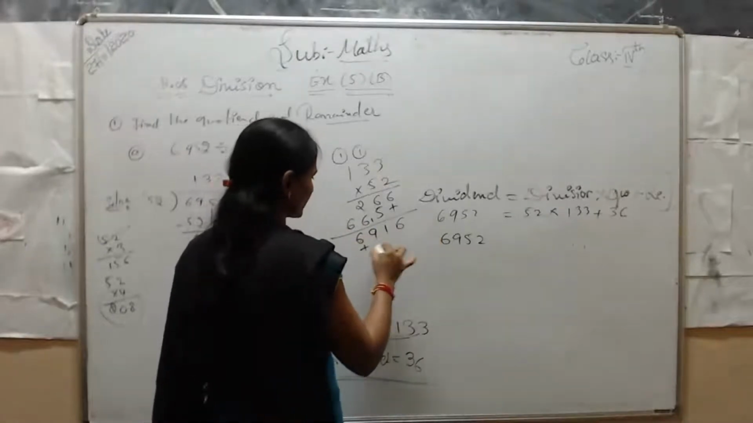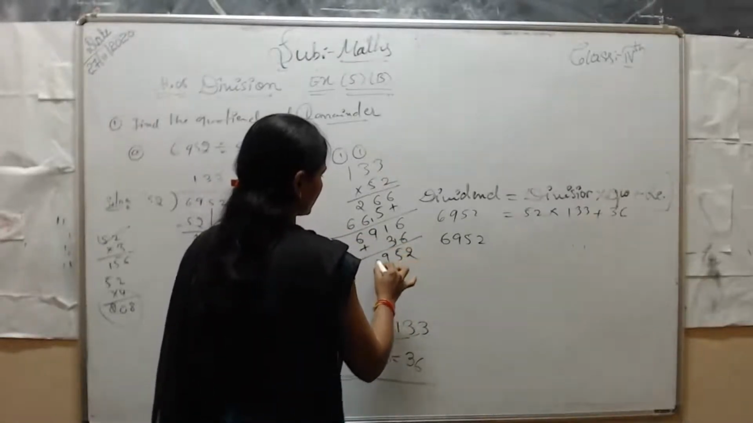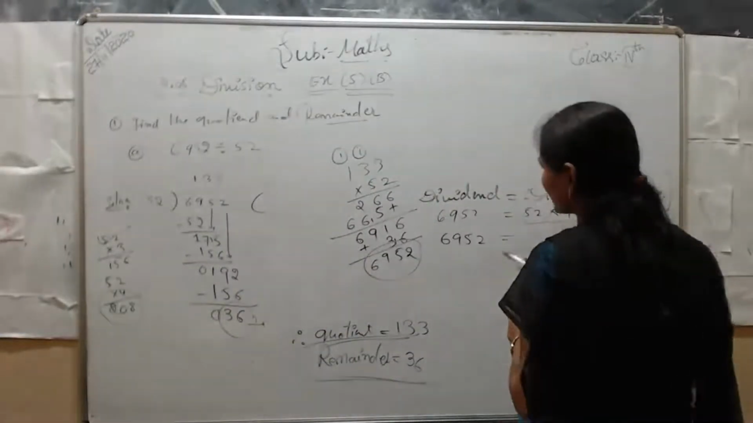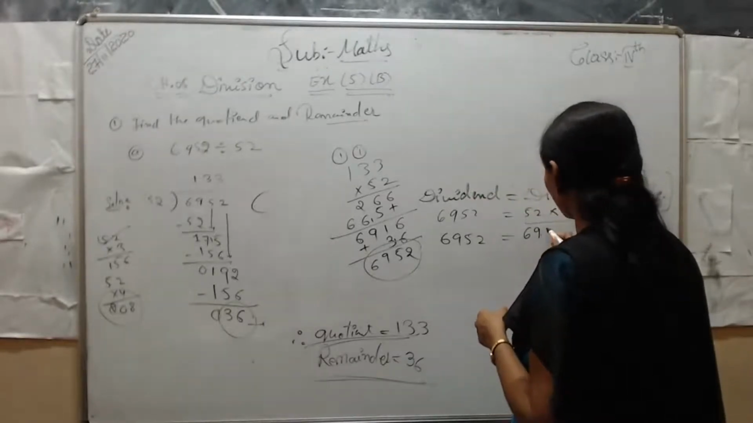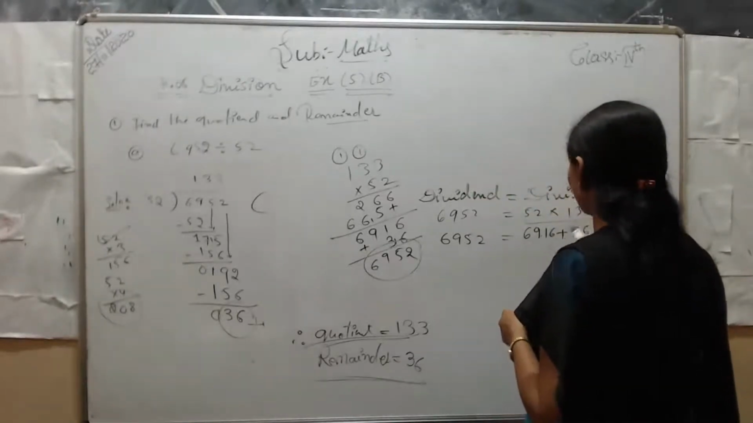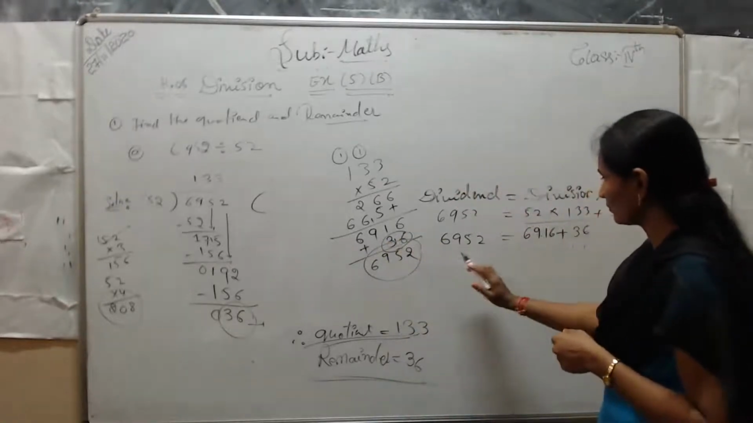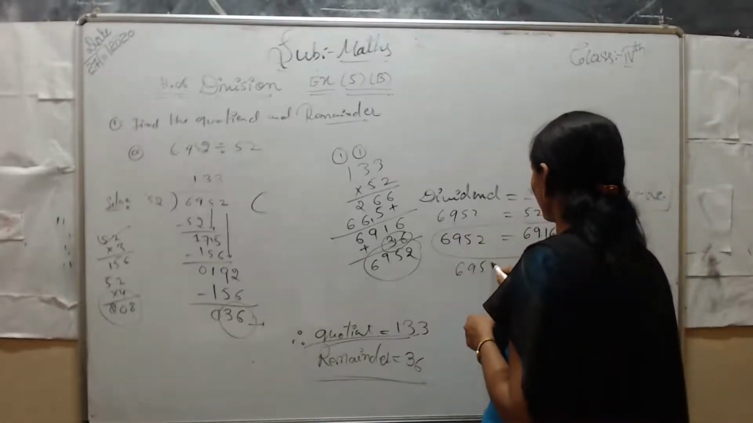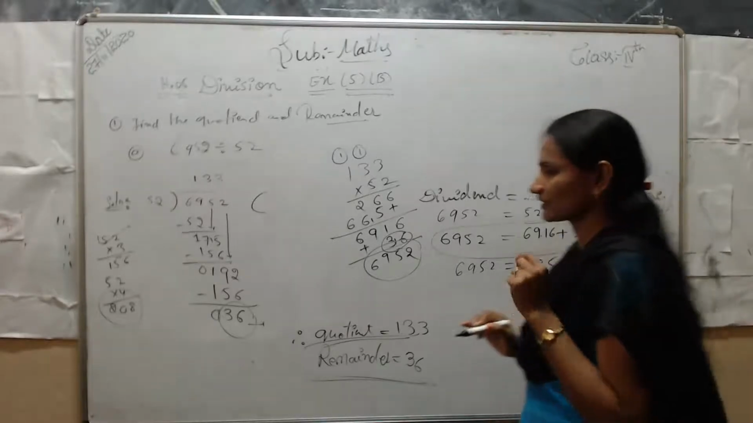So last you have to add 36. 52, 9, 6. Students, can you observe here? So 52 into 133 means that is 6,916. Of course, you have to add in 36 afterwards. So what is the value? So both, because you know this is both 6,952 in LHS. In RHS also that is 6,952.